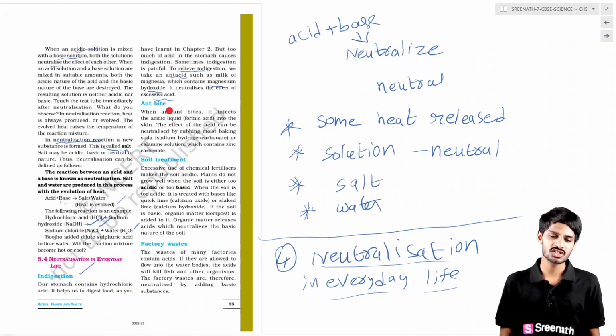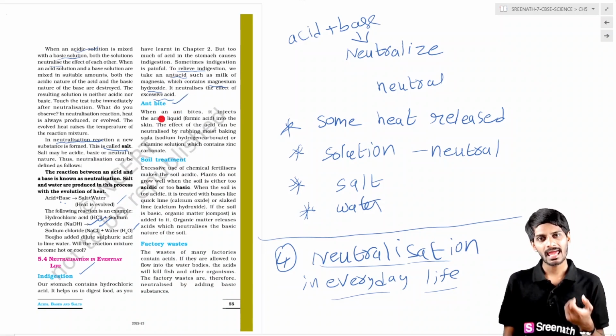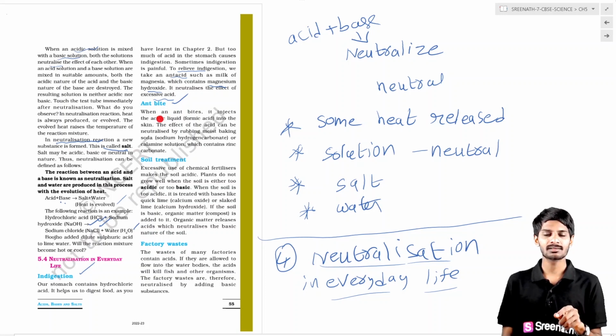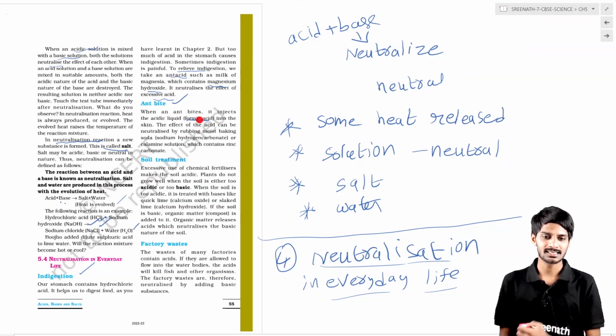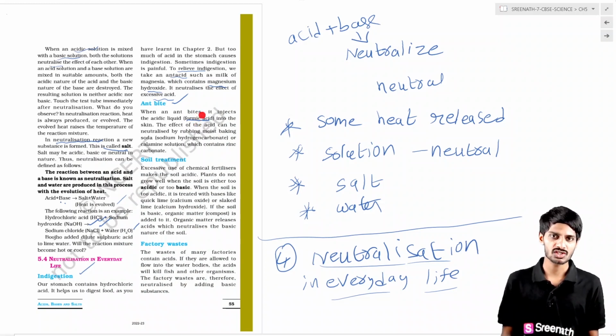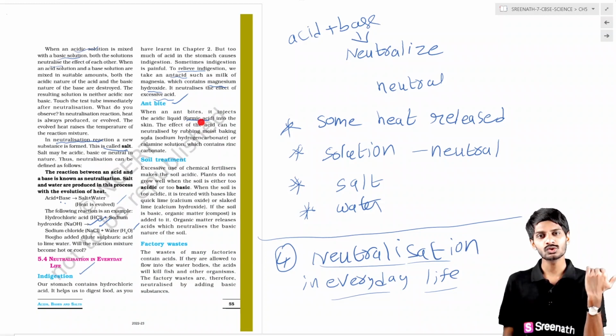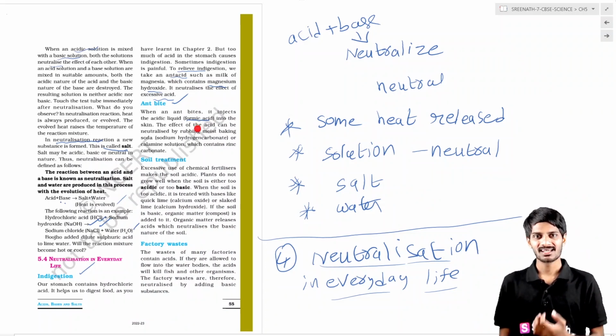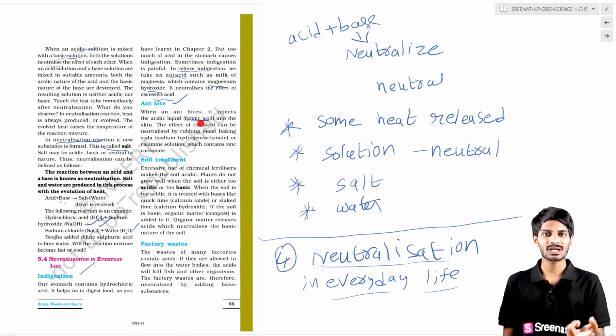And what is another incident? An ant bite. Whenever an ant bites you, what happens? You will feel some pain, some burning sensation. Why is it happening? Basically, when an ant bites you, it releases an acid, formic acid, on your skin. What is it? Formic acid. So it is basically acidic. It will cause a burning sensation on your skin. So in order to neutralize the effect of the acid, what do you have to do? You have to add a base, so that the base will neutralize the acidic effect.